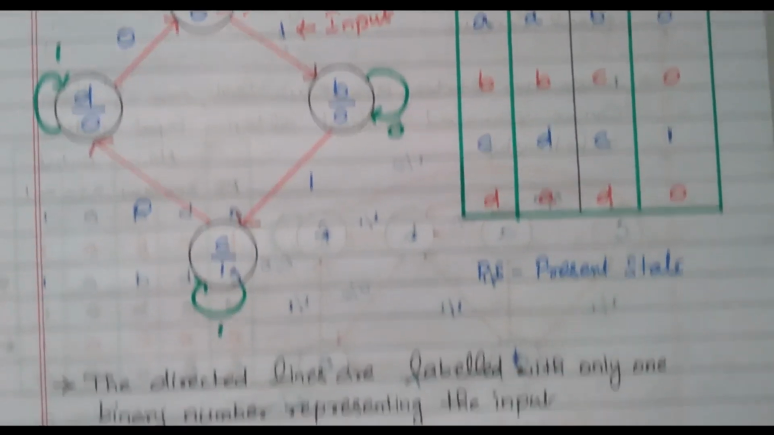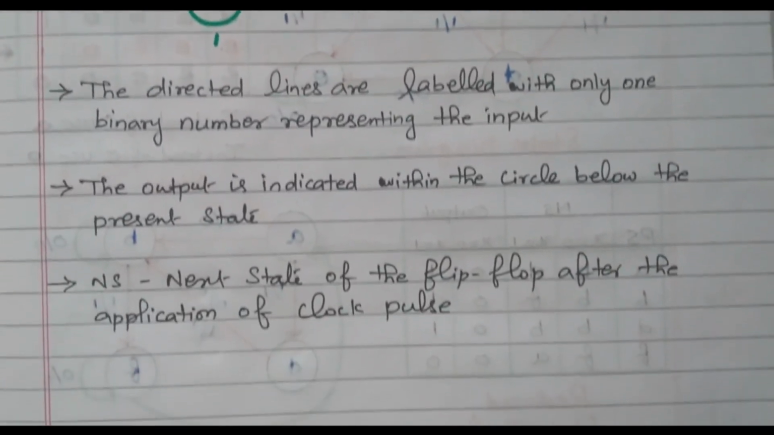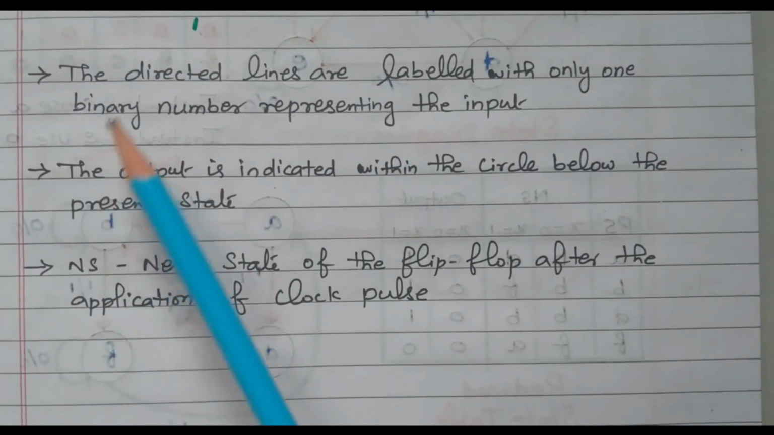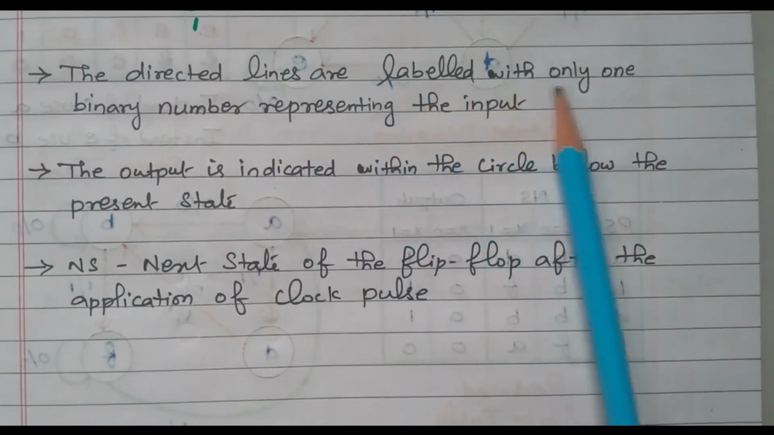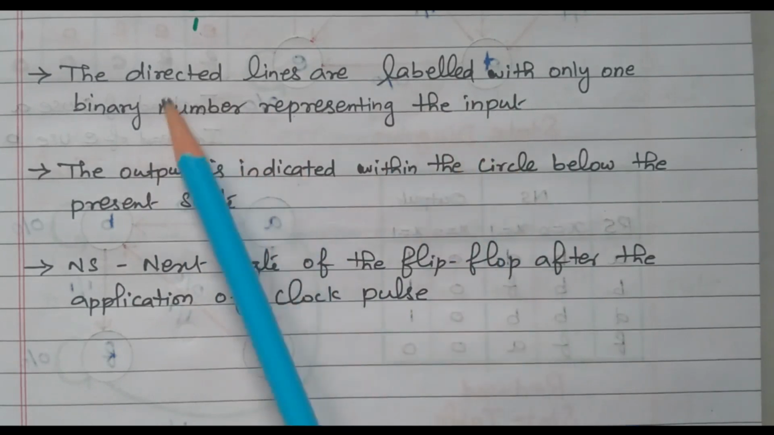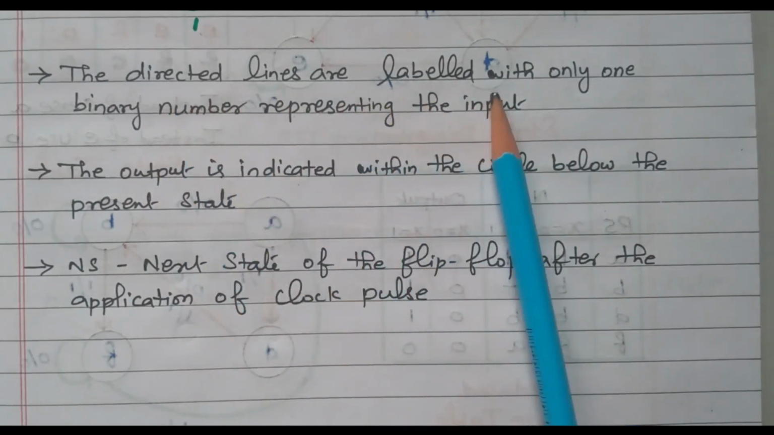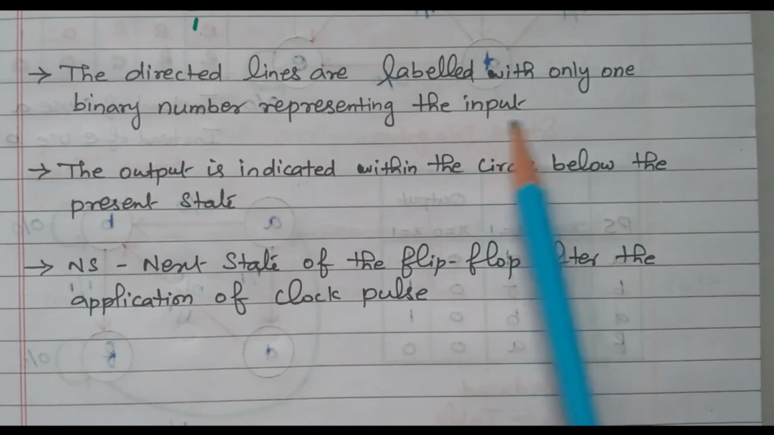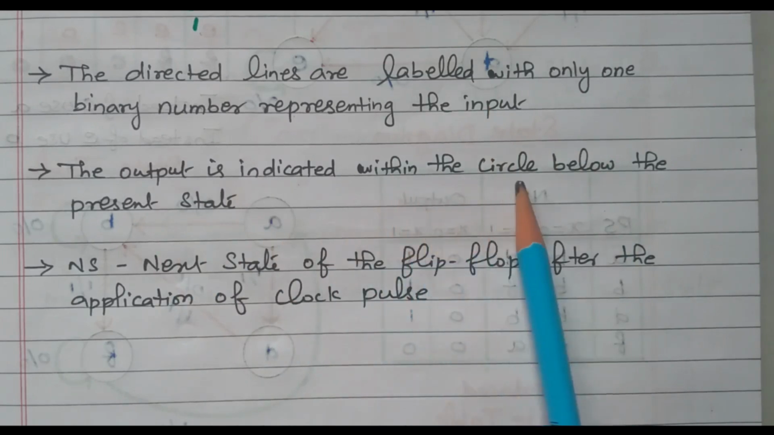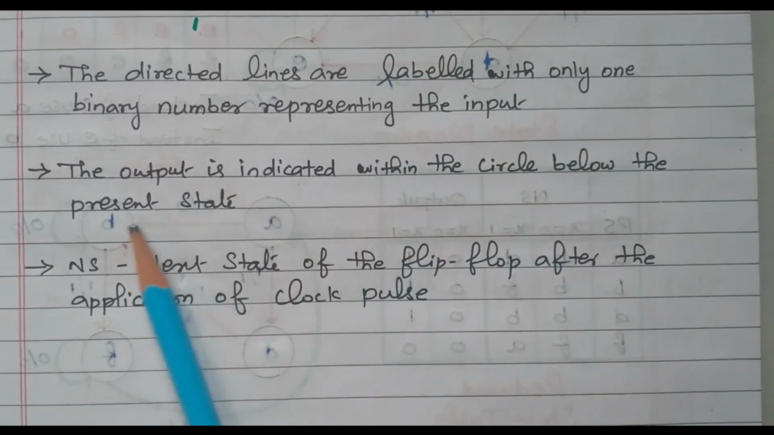Now, we will see the description. What is the description given for this state diagram? The directed lines are labeled with only one binary number representing the input, right. From A to B, one line is there, and in that one binary number is available that indicates the input. The output is indicated within the circle below the present state, right?